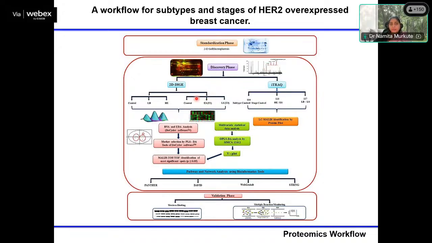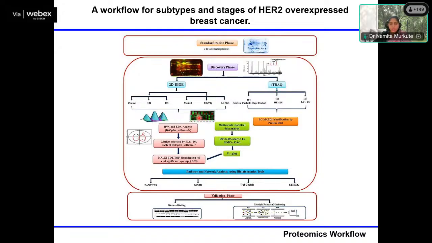So again, what I have done, I have taken the control, means healthy control samples from breast cancer patients. These are tissue, but these are 5 centimeter away tissue taken from the MRM samples of breast cancer patients, and luminal B subtype patients tissue and HER2 enriched subtype patient tissue I have taken here. And here, early stage 1 and late stage 3 samples were taken. And the same thing I have done in this gel free also.